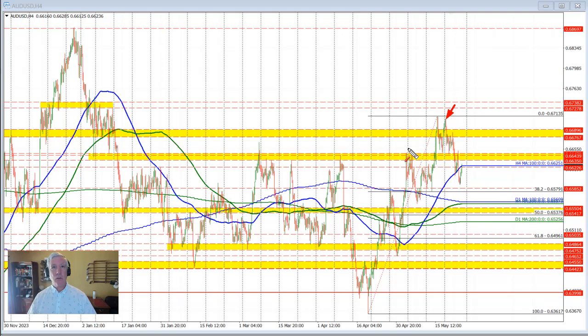If we take a look at the Aussie versus US dollar, in trading last week, we moved higher to the highest level going back to mid-December, I guess. The price rotated to the downside and rotated higher. This week on Monday, the market moved a little bit to the upside, but could not get above the high price from last week. We started a rotation to the downside.